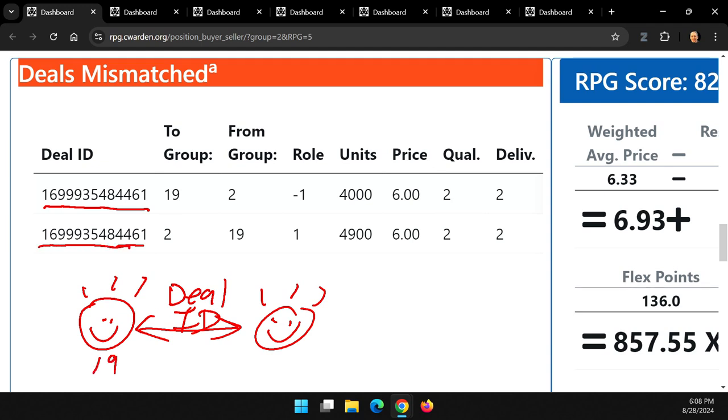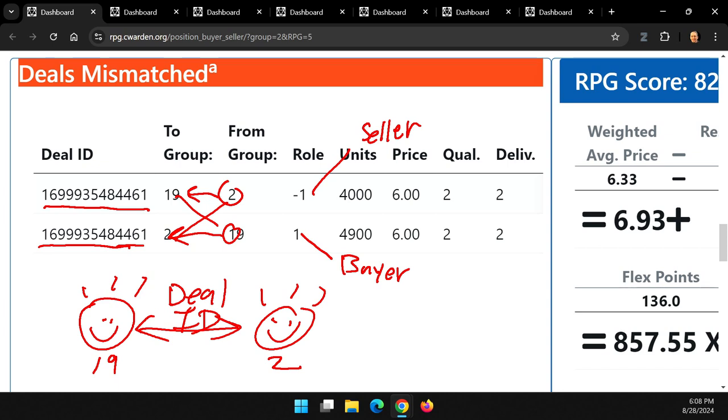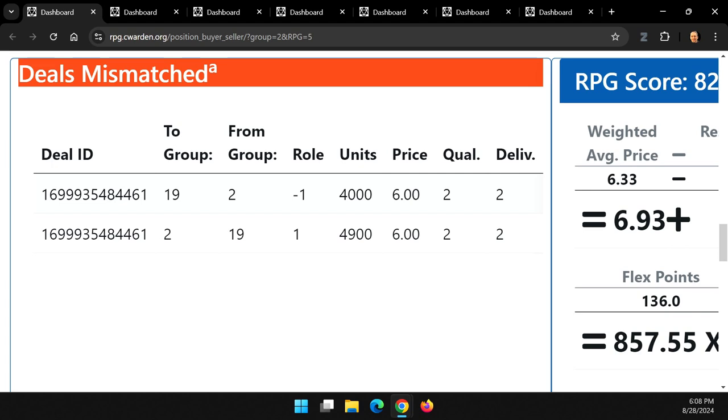And maybe one group is 19 and one group is 2. And so this deal is from group 2 going to 19, and this is from group 19 going to 2. So yes, this is exactly right. This is the way it should be. And here we can see this number here, which is role. 1 is going to be the buyer, and minus 1 is going to be the seller. Okay, so that's all very good so far. We also have a number of units and price, and we have quality and delivery.